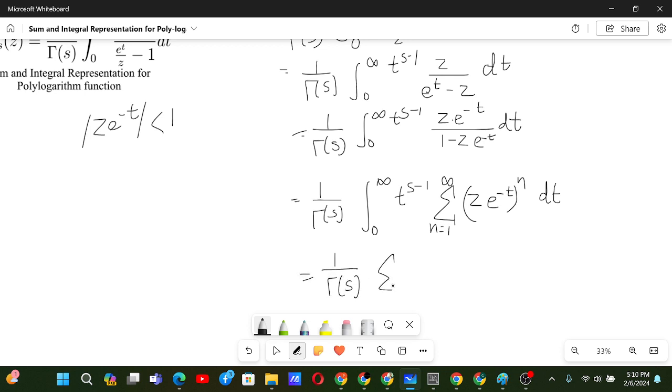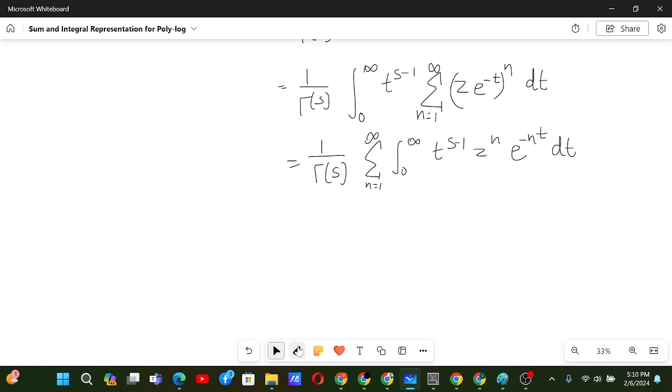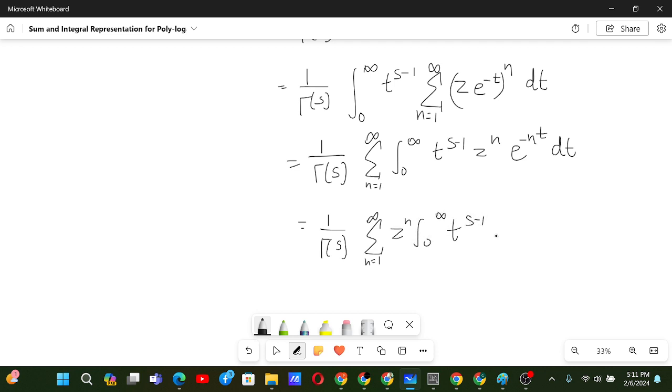That gives us the sum from n equals 1 to infinity, integral from 0 to infinity of t to the power s minus 1, g to the power n, e to the power minus n t dt. Okay. Now since the integral is in the world of t, g to the power n is a constant. So we can take g to the power n outside the integral into the sum. Now in the integral we have t to the power s minus 1 and e to the power minus n t dt.